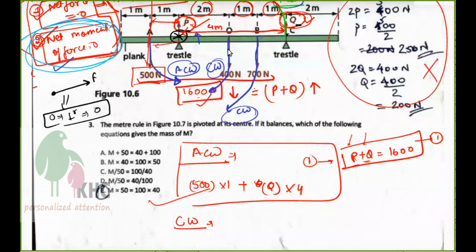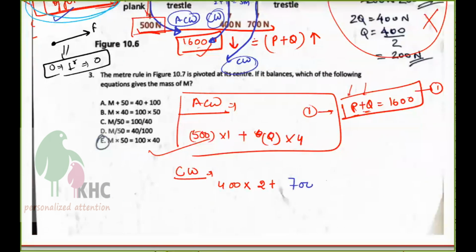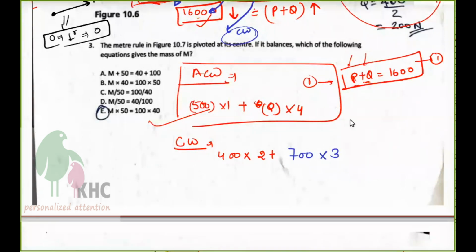Then when you write clockwise moments, 400 newton is going to give you a clockwise moment, which is at a distance of 2 meters from your axis which you have chosen. So it is going to be 400 multiplied by 2. Is this thing clear? Yes, ma'am. And then you have 700 newtons like this. So 700 is at a distance of 2 plus 1, that's equal to 3 meters. So 700 multiplied by 3. Is this thing clear? Yes, ma'am.